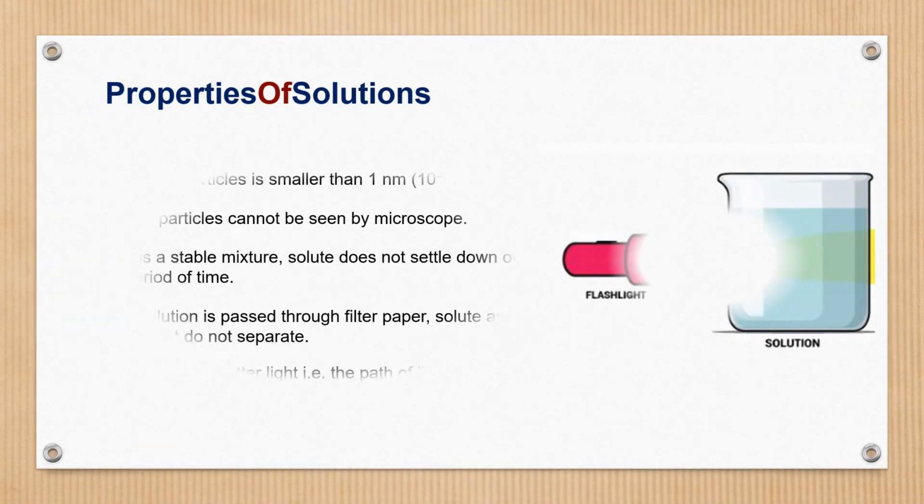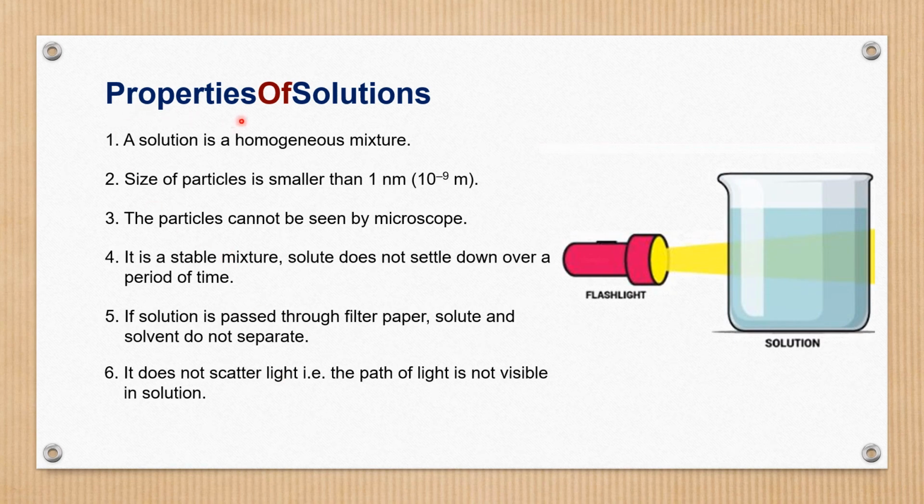Next is the properties of solutions. First property, that is the definition of solution. What is a solution? A solution is a homogeneous mixture. And the second property, size of particles is smaller than 1 nanometer. A nanometer is a small unit of length, equal to 10 power negative 9 meter.